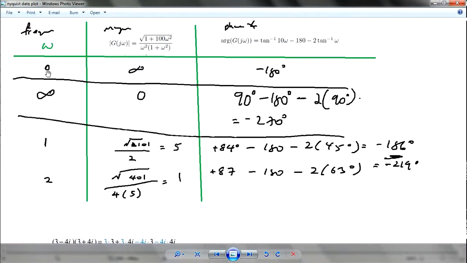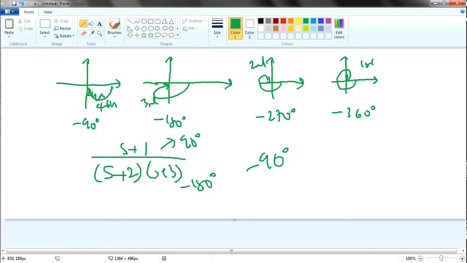Firstly you have to sub in your 0 and your infinity, and then you plot it out. Slowly you can plot one by one. Let's say you plot frequency equals 0, and this is where frequency equals infinity. So when you start to plot, you get this locus.